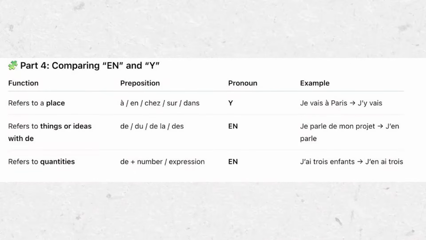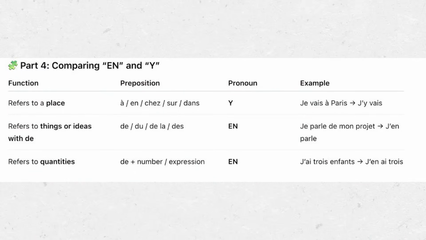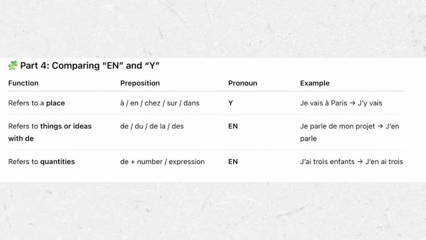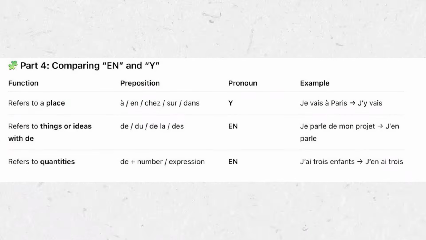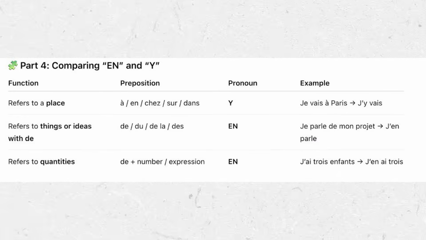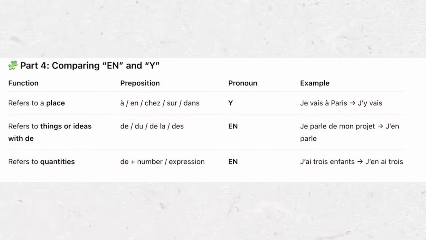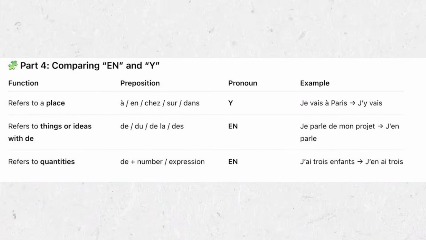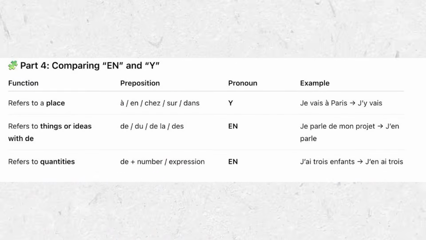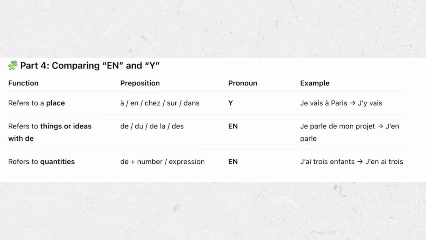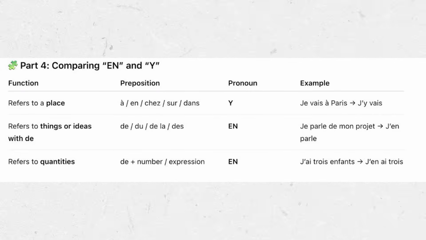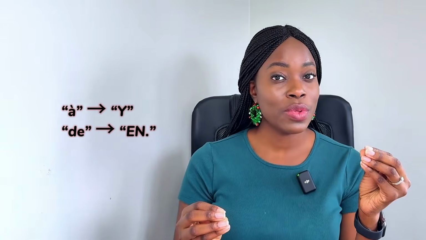If it refers to things or ideas with "de," so for example, maybe the prepositions are de, du, de la, des, please use the pronoun "en." Par exemple, "je parle de mon projet. J'en parle." And lastly, if it refers to quantities, that's "de plus number or expression," what do we use? The pronoun we use is "en." For example, "j'ai 3 enfants, j'en ai 3." So please remember, à is equal to "y" and de is equal to "en."